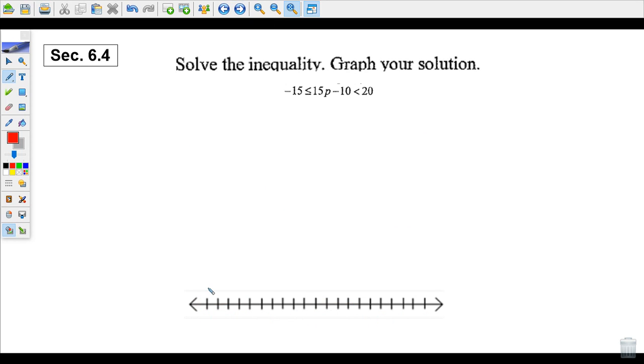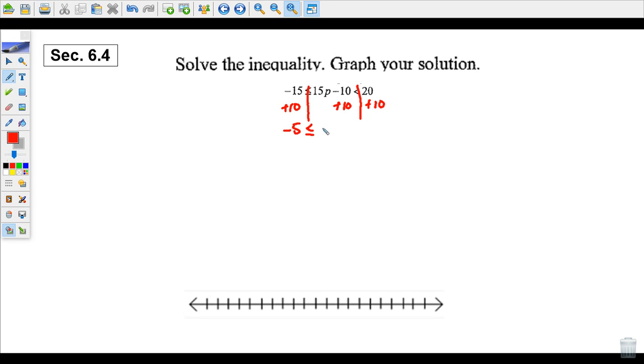Here's another one. No absolute value in this one. It's just a compound inequality. You can see we have an inequality symbol here and here. So if you need to, you can draw lines down those to kind of separate your work. We want to get the variable in the middle here by itself. So whatever we do in the middle, we have to do to the left side and to the right side. So let's add 10 to all those spots. -15 plus 10 is -5.